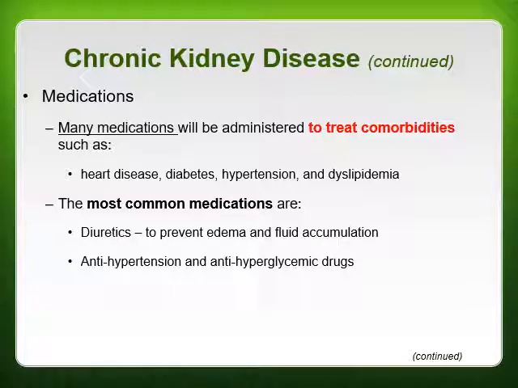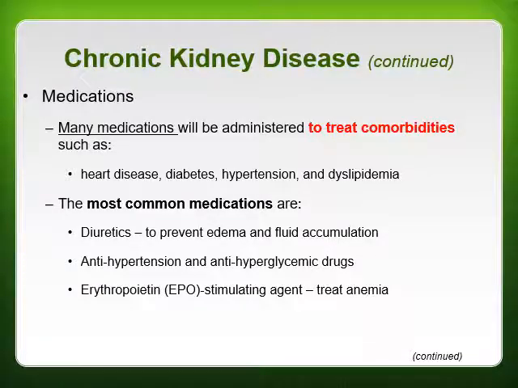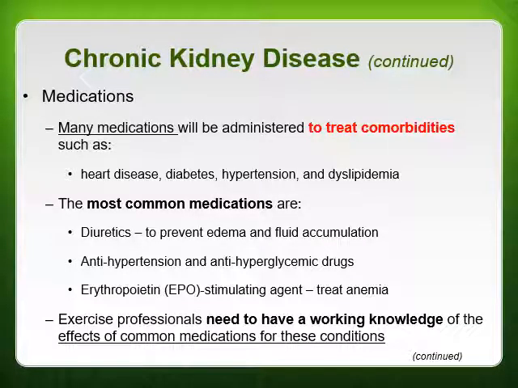Anti-hypertensive and anti-hyperglycemic drugs. EPO, which is a stimulating agent to treat anemia. We need to know a little bit about all of these medications. That's why there are tables in the back of this chapter, and you can go on the internet. If somebody comes in and they're taking meds, that's why we go through those pretty advanced screening tools and make sure we know as much as we can about our clients. If they have any of this going on, we need to do our homework on these medications and figure out what kinds of exercises are going to be acceptable for these folks.